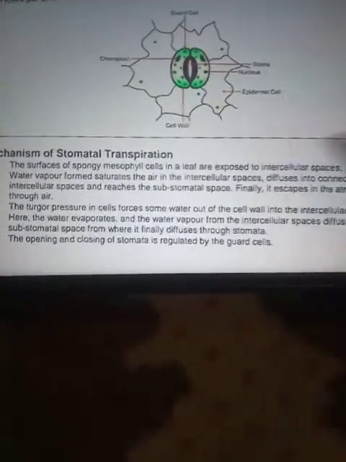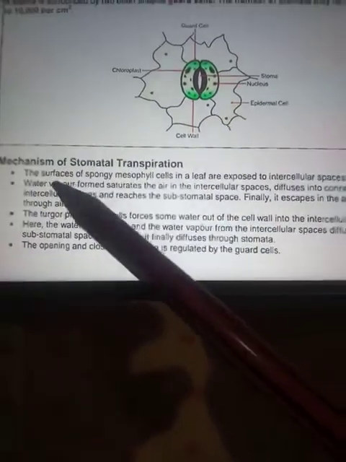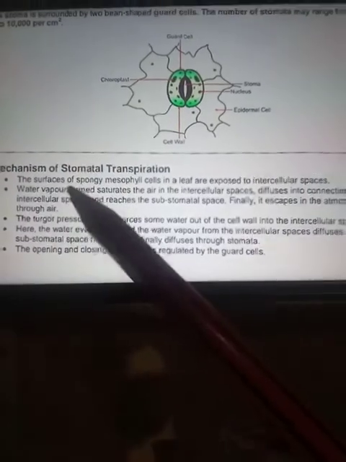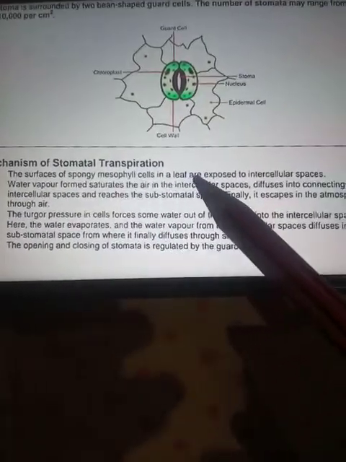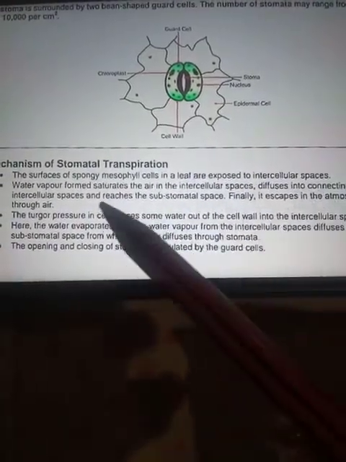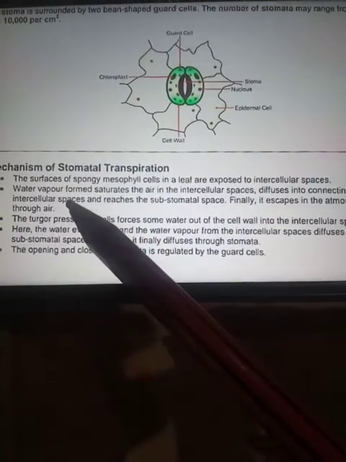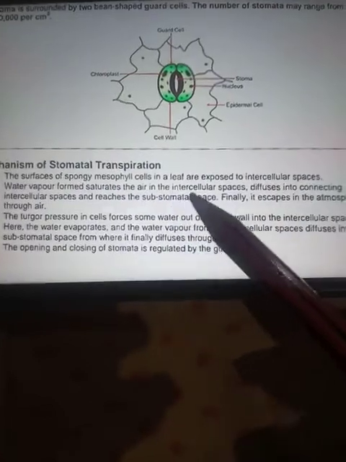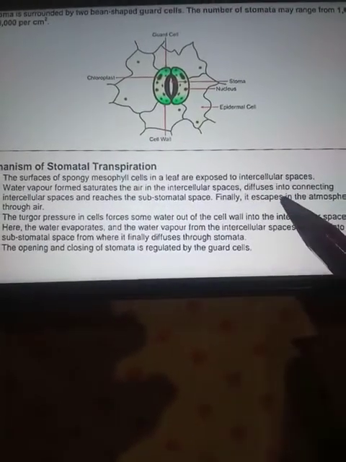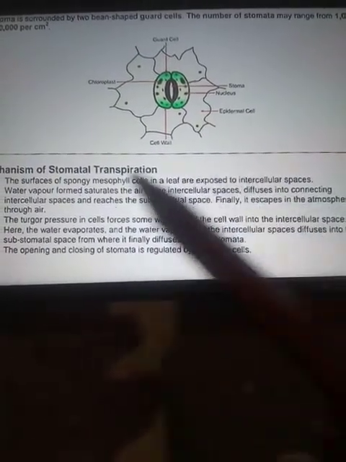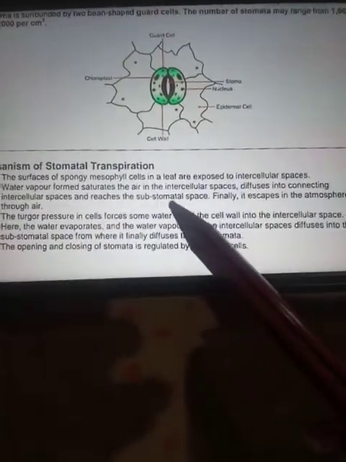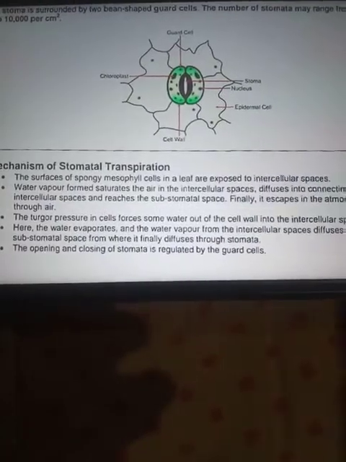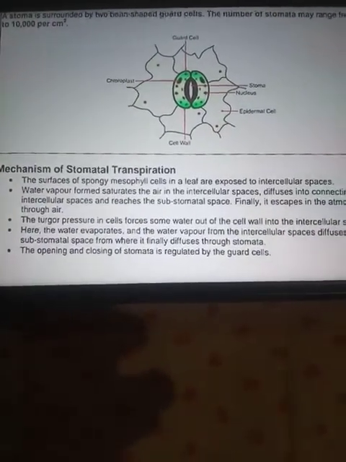Now we'll deal with the mechanism of stomatal transpiration. I'm just reading out the points and then I'll explain. The surface of spongy mesophyll cells in a leaf are exposed to the intercellular spaces, and the water vapor saturates the air in the intercellular spaces and diffuses into connecting intercellular spaces and reaches into the substomatal space. Now I'll show you with the help of a diagram and then I'll explain the mechanism. Just see it.